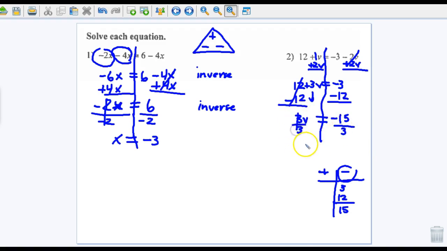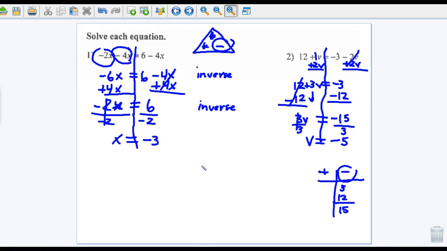This becomes 1. 1 is shy, so we're going to let him hide. So v is going to be equal to the answer between a negative 15 divided by a positive 3. So I have a negative 15 divided by a positive 3. My answer will be a negative number. 15 divided by 3 is 5.